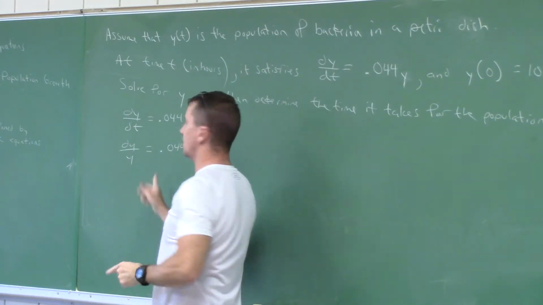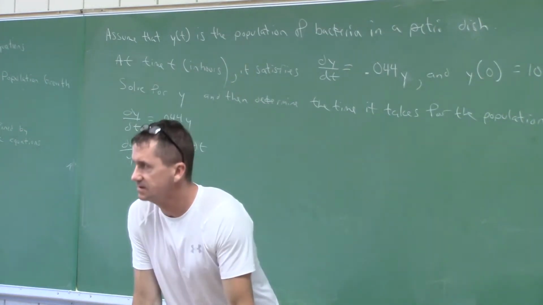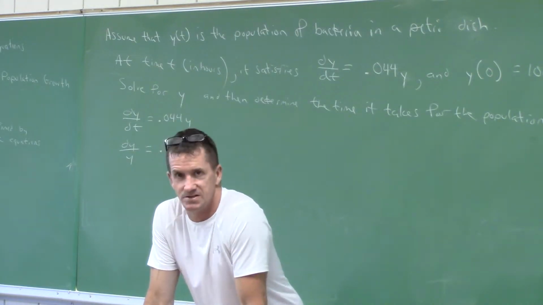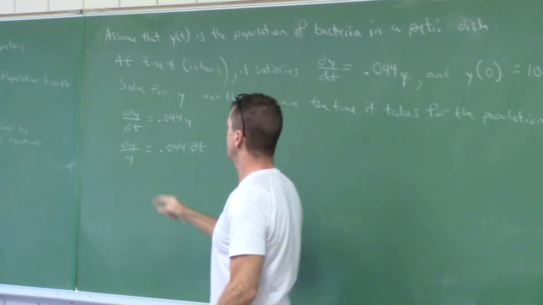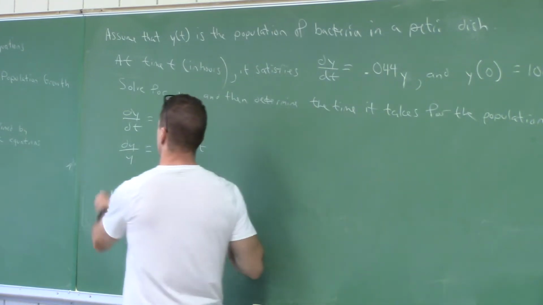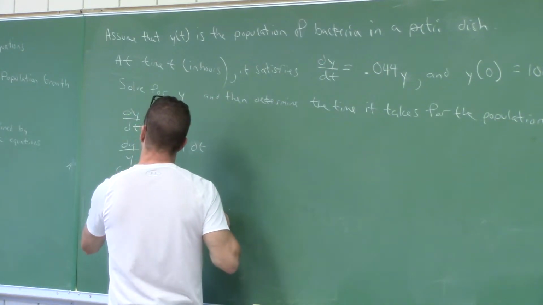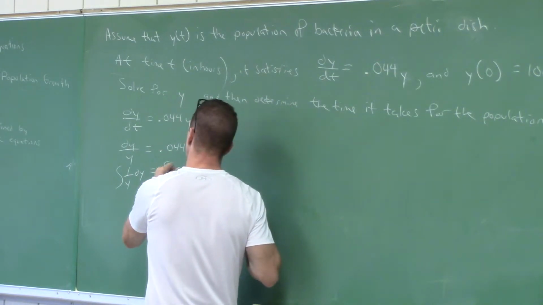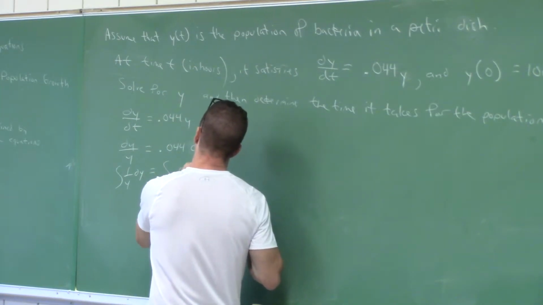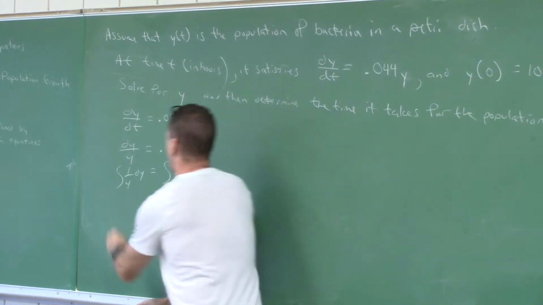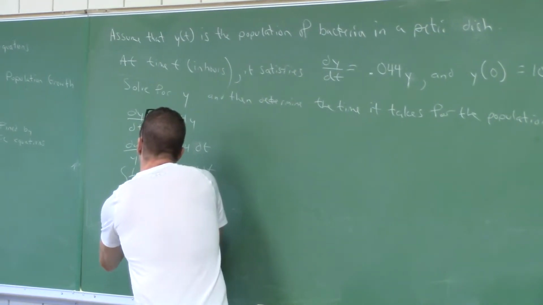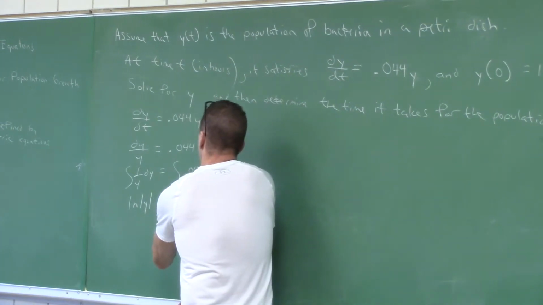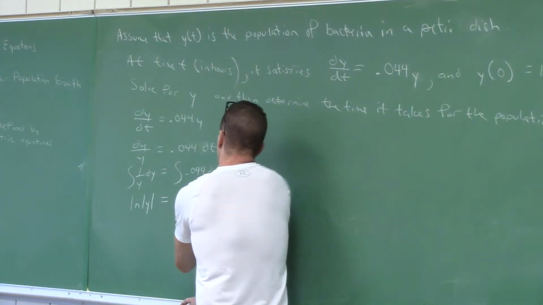I think a lot of you saw this in our last lesson. You probably know where this is going. This is very similar to the last two problems. What's the integral of that? Natural log of y. Remember, if you can do two steps at once, I'm putting the integral symbol down. That's okay. That's natural log of y equals 0.044t plus a constant.